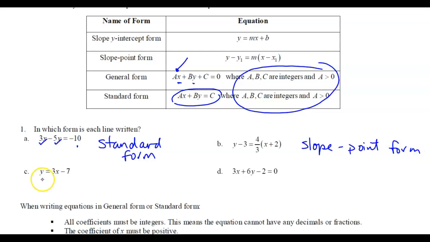This one is solved for y. X term is first, then constant, so that's slope. I abbreviate it to slope intercept form. You can call it slope y-intercept form. It's a little bit more detailed. And here the right side is 0. So that is your general form.